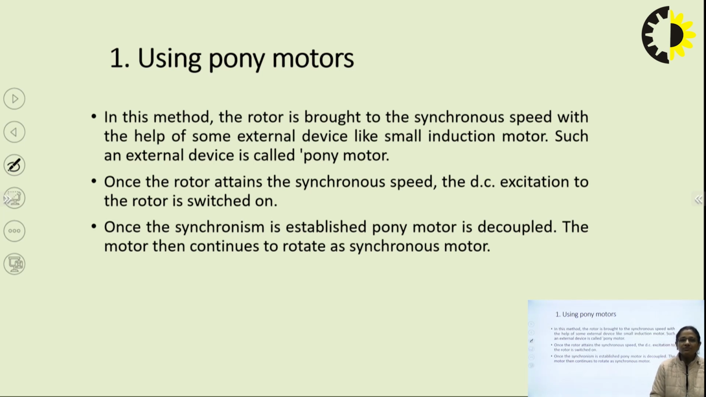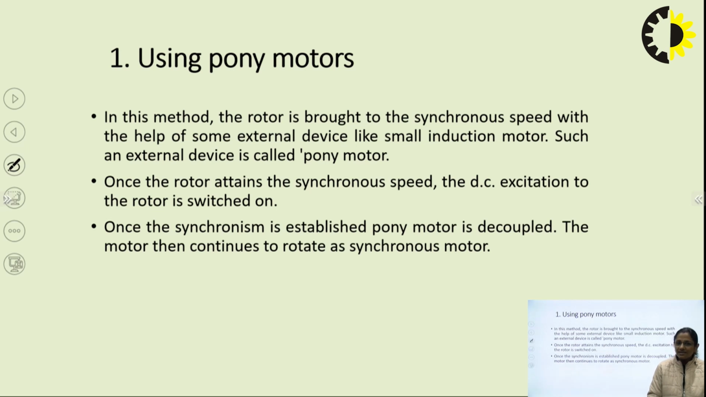This external device is actually an external machine. It can be a small induction motor as well. This external machine is said to be the pony motor. This can be a DC motor as well.